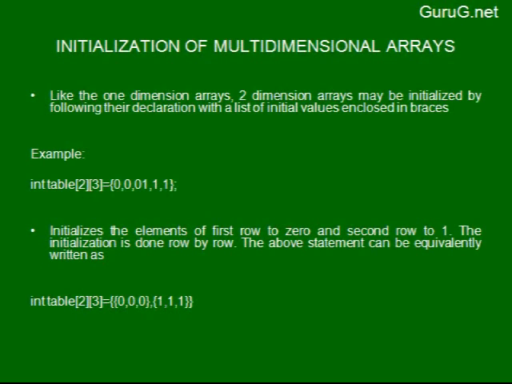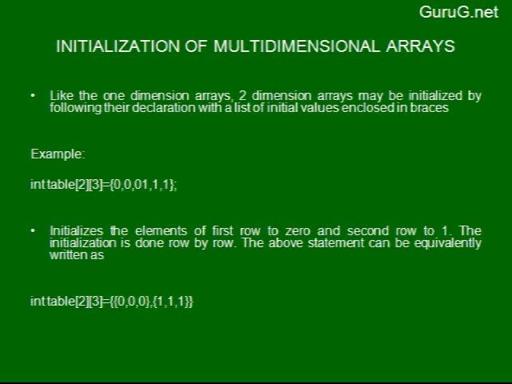Okay, this is one particular form where you can initialize the multi-dimensional array. The other form, which will avoid the confusion, is this: the first row will be enclosed in one set of curly braces and the second row will be enclosed in another set of curly braces. This is how you will be initializing a multi-dimensional array.